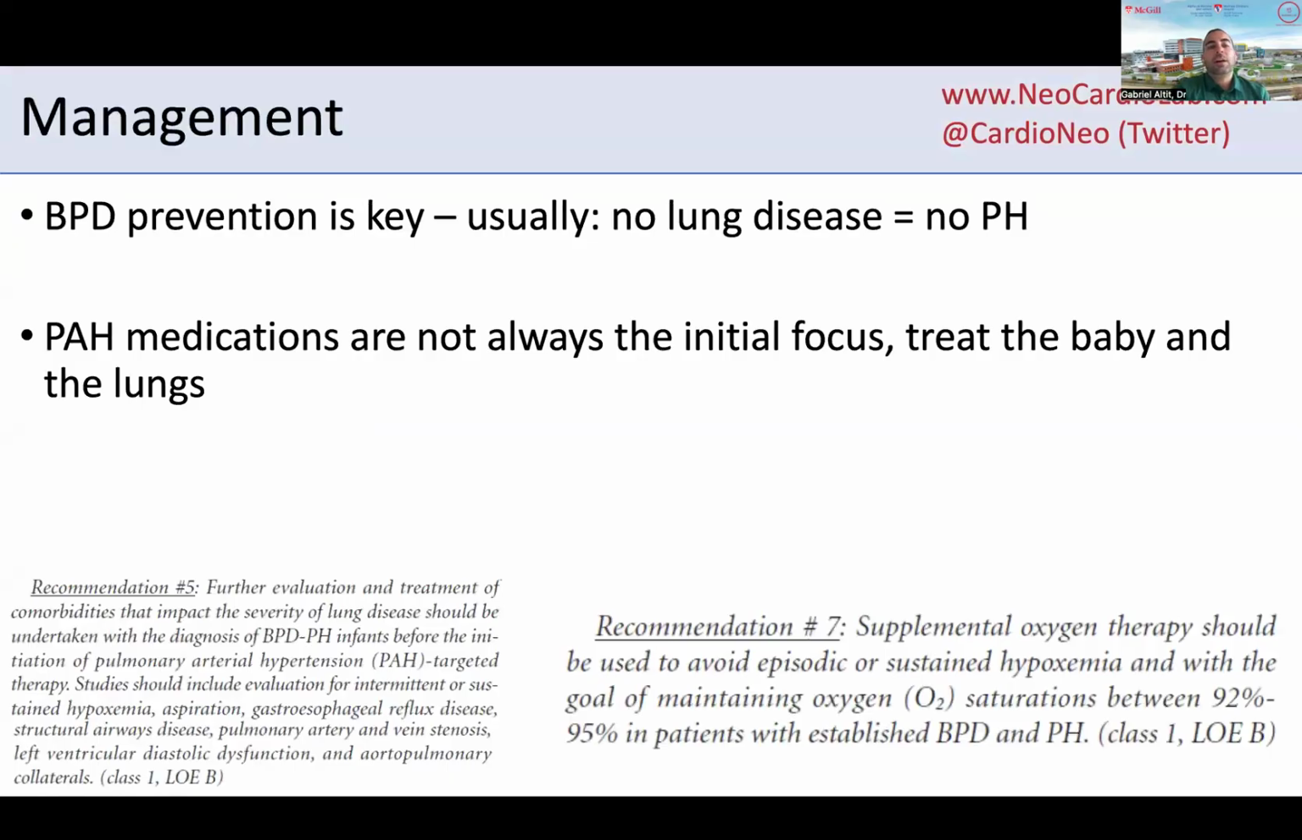So our management is obviously, BPD prevention is key. Usually if there's no lung disease, there's no pulmonary hypertension. That's the kind of usual message, although this rarely is not true in some particular patients where there's really not much BPD, but they can still develop some pulmonary hypertension. But in general, it's patients with BPD that will develop pulmonary hypertension. And really the focus is not on acting solely on the resistance profile of these lungs, because as I just told you, it's a multi-level mechanism and high PVR is only one aspect of it.